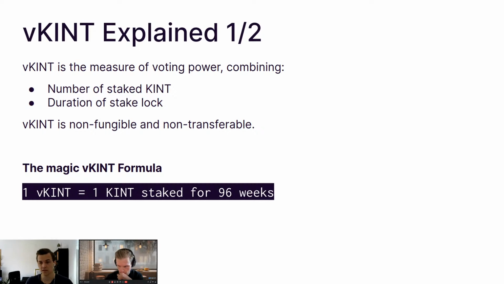And the magic vKINT formula is 1 vKINT equals 1 KINT staked for 96 weeks. 96 weeks is the maximum staking duration on Kintsugi, and I'll come to that in a second.